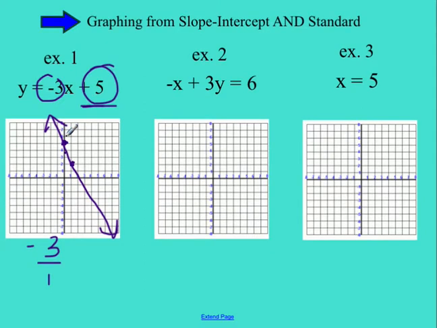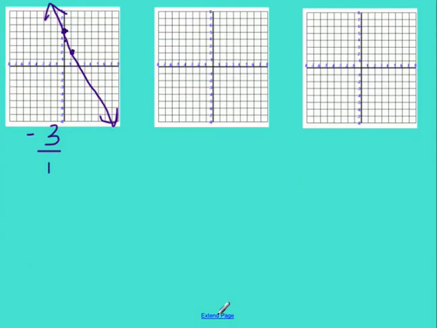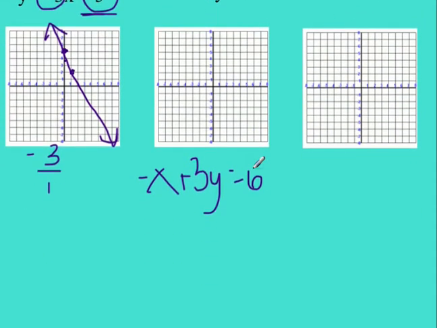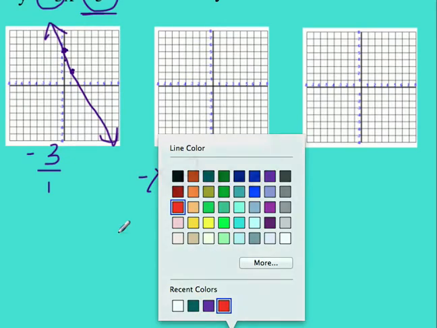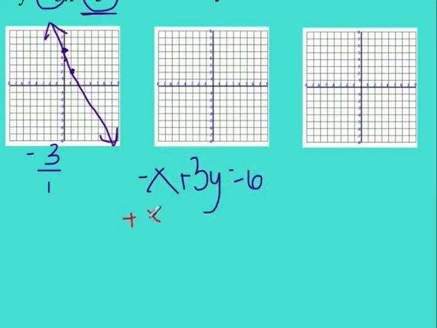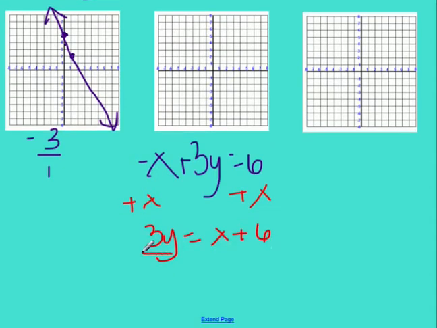Now, in order to graph example number 2, we have to put it into slope-intercept form because that's how we know how to graph it. So what I'm going to do first and foremost is I'm going to solve this for y. By solving it for y, I can get it into slope-intercept form. So the first thing I'm going to do is add x to both sides. So then I have 3y is equal to x plus 6. The next thing I want to do is divide both sides by 3.